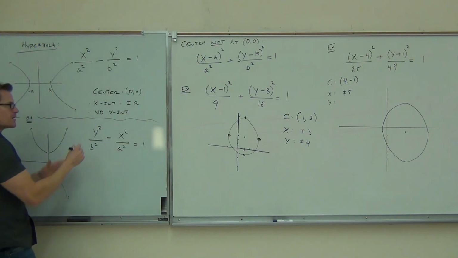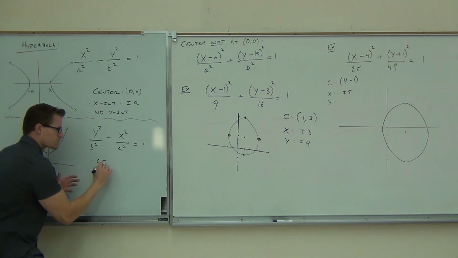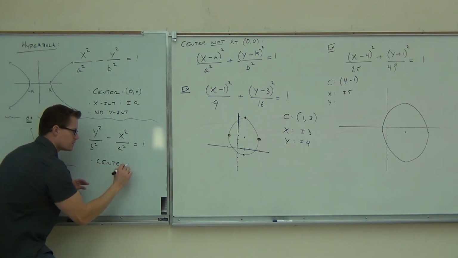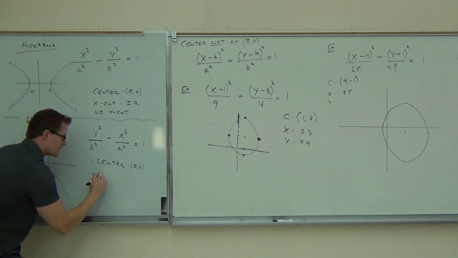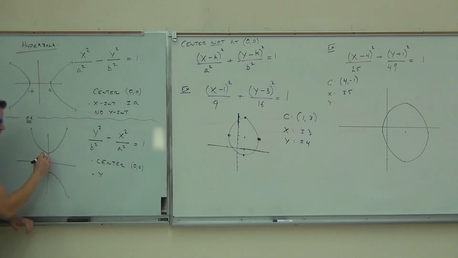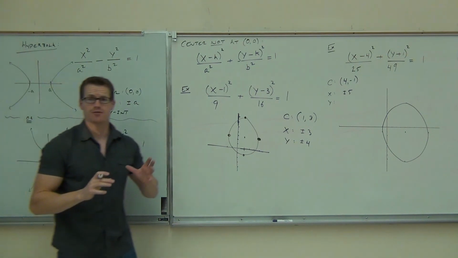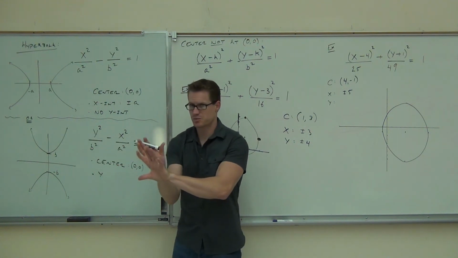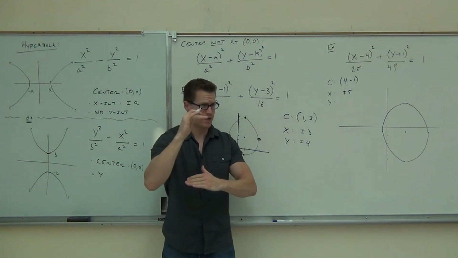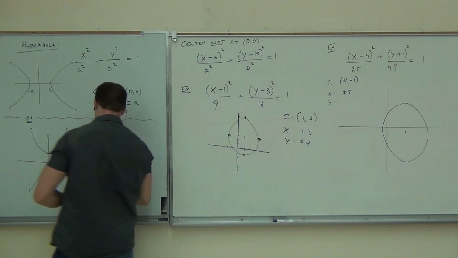Weird. Now this has the same center, of course we're centered around 0, 0. And our y-intercepts are going to be given by b and negative b, again, very, very much like an ellipse. You look under that y, since we know it's spreading out along the y-axis, you're going to have some y-intercepts, but there's no x-intercepts.